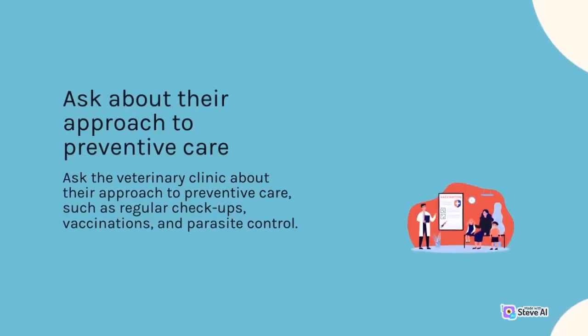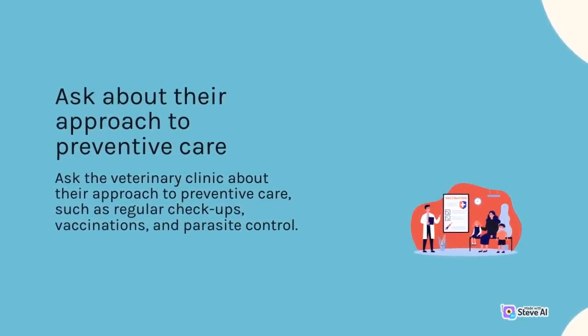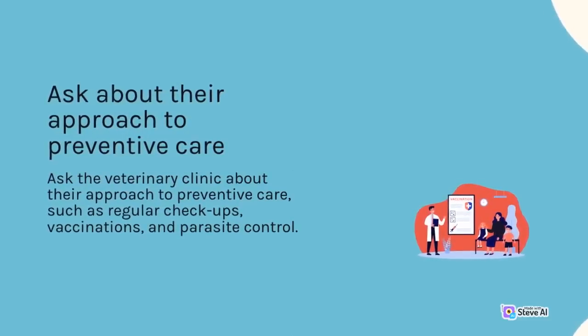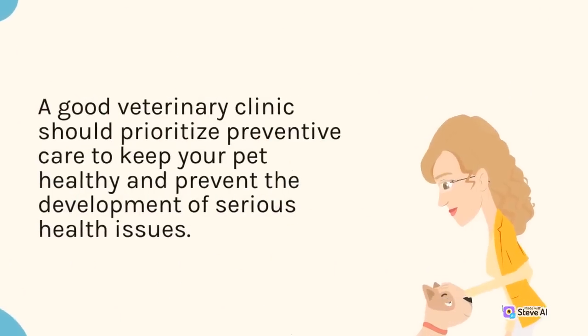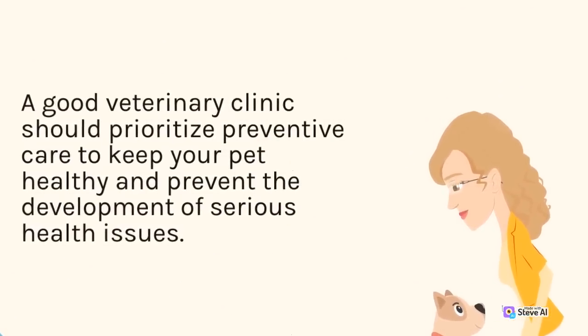Ask about their approach to preventive care. Ask the veterinary clinic about their approach to preventive care, such as regular checkups, vaccinations, and parasite control. A good veterinary clinic should prioritize preventive care to keep your pet healthy and prevent the development of serious health issues.